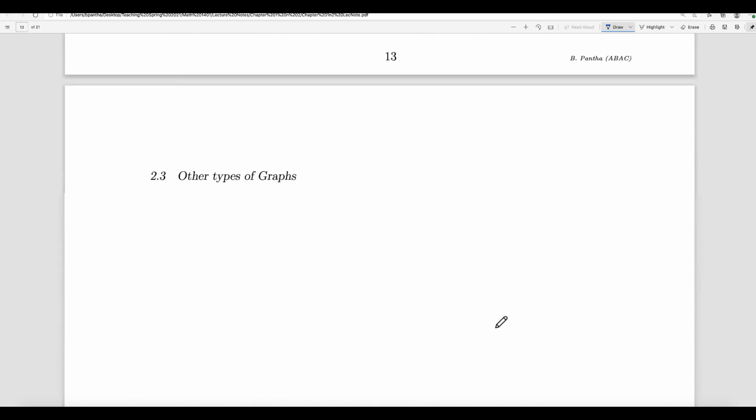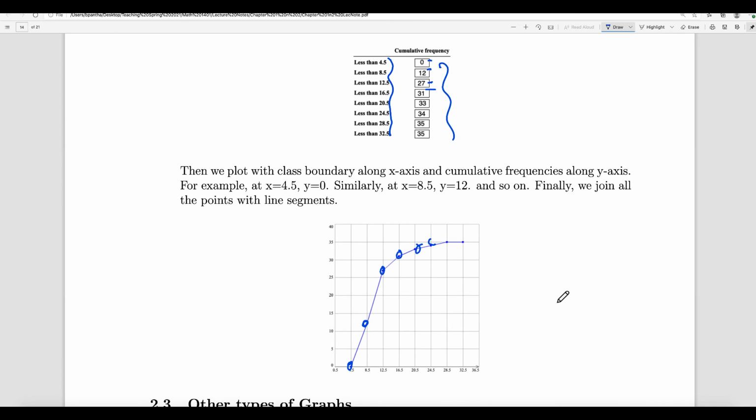So these are the pictorial representations of numerical data, or the data that are represented in numbers. But how do I represent a categorical table as a picture? That is the next thing I'm going to do.